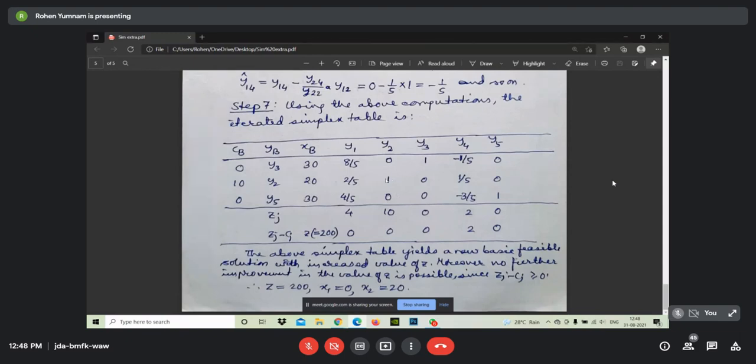You multiply here by 3, subtract from the third row of the first table, then it changes like this. And now again, you calculate as we had done in the previous case. See, the Z value we have to calculate. Z is how? You have to multiply 0 with 30, 10 with 20, 0 with 30, and then Z becomes 200. And then in order to calculate this, you have to multiply this column with this column. And what is the result?